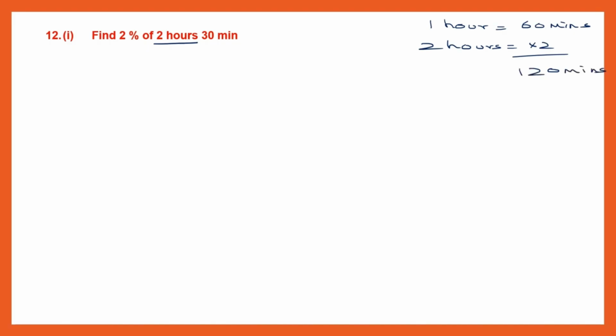Now go back to the question. Here we have 30 minutes also. So let's add the 30 minutes. This becomes 0, 2 plus 3 is 5, 150 minutes. So now the question is find 2% of 150 minutes.